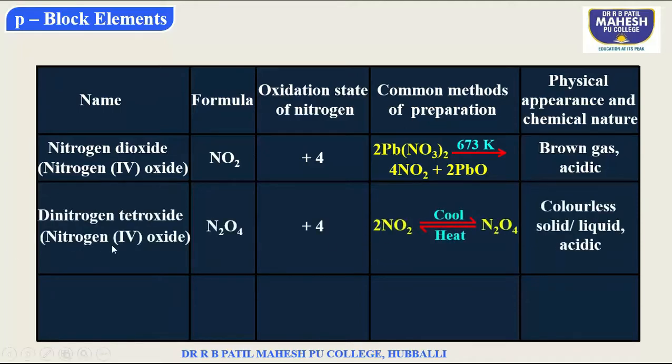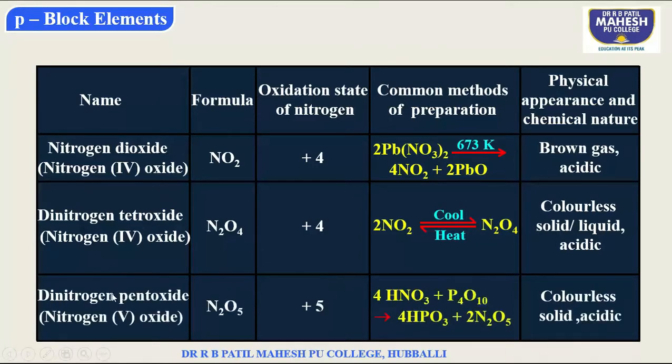The next oxide is dinitrogen tetroxide, nitrogen 4 oxide. The formula of this dinitrogen tetroxide is N2O4. The oxidation state of nitrogen in this case is +4. It is obtained by cooling nitrogen dioxide. When nitrogen dioxide is cooled, it forms dinitrogen tetroxide. When it is heated, the reverse takes place to form nitrogen dioxide. It is a colorless solid or liquid and acidic in nature.